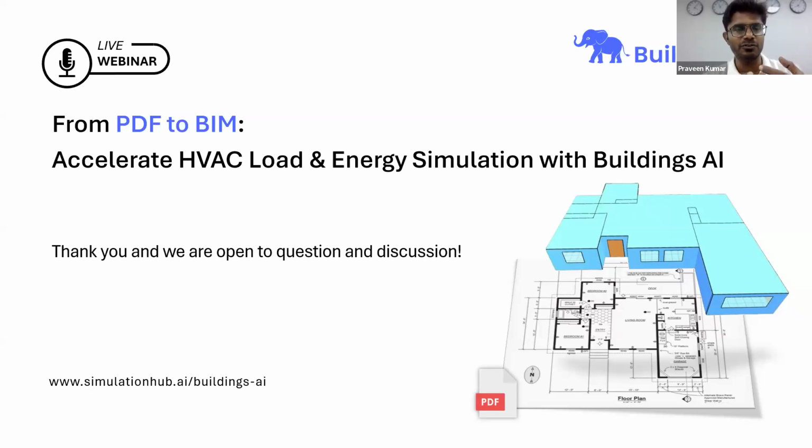This particular PDF to BIM is an AI feature in Buildings AI. Buildings AI already supports Revit import, so that workflow is well established and standard. You can use that to do the load and energy calculation from the Revit model directly. This is an additional feature just for the 2D drawings.